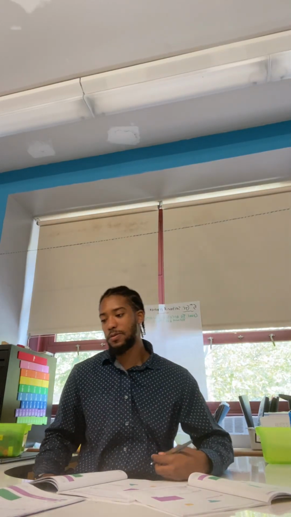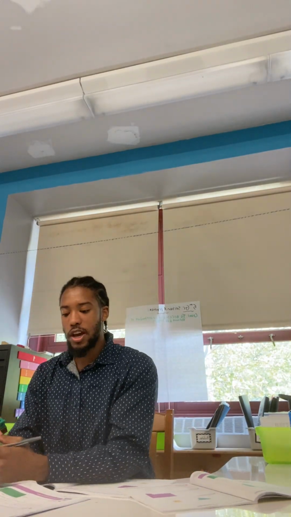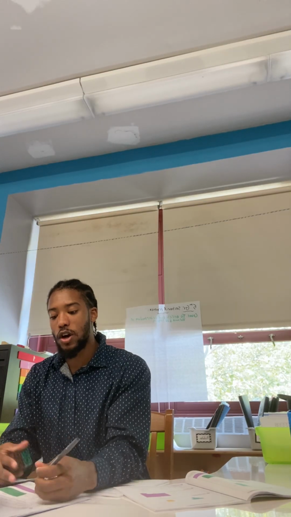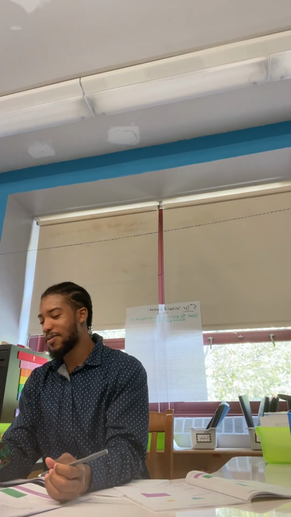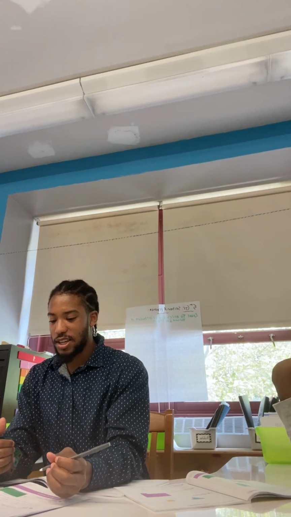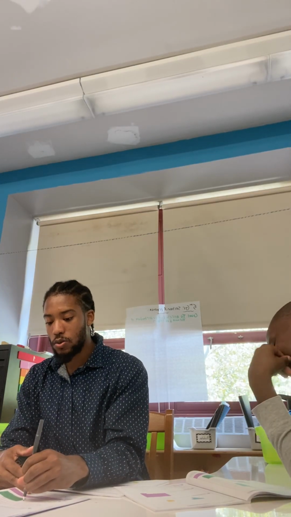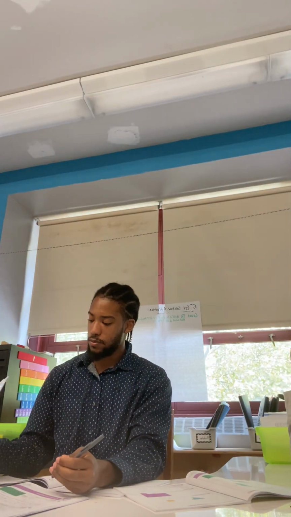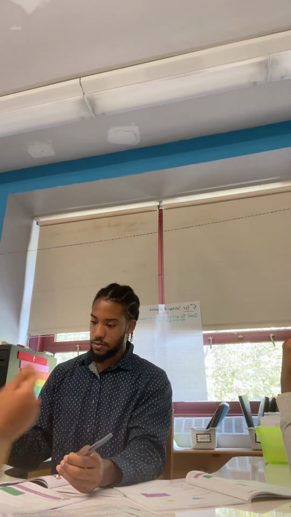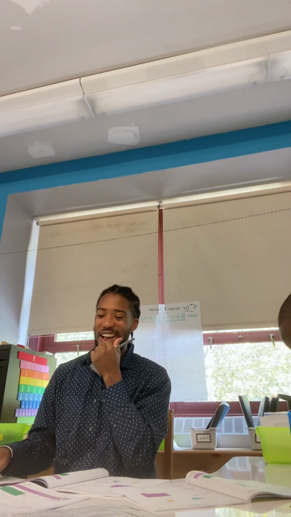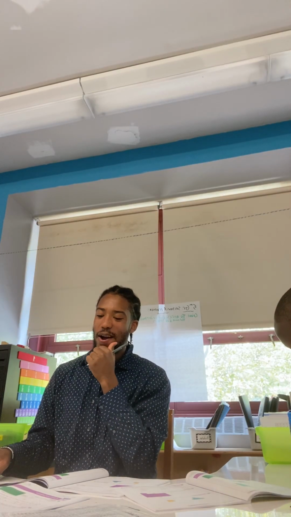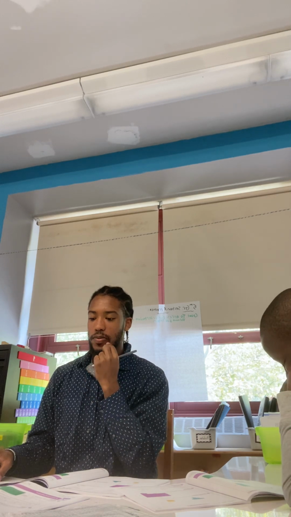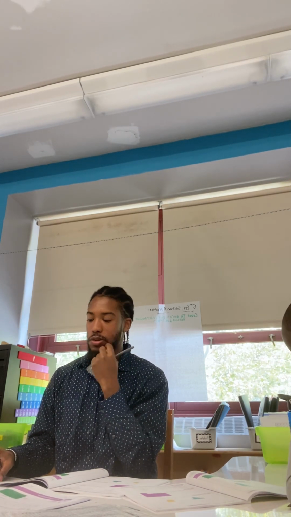Alright, Emily, what is the area of this floor? 18. How do you know? 18 what? 18 yards. How do you know? Because 3 times 6 equals 18 and 6 times 3 equals 18 too. Perfect. Good job. Alright, look at number 2, Emily. Begin.